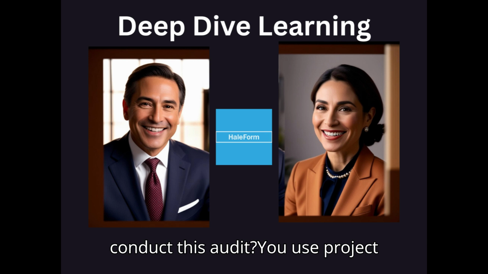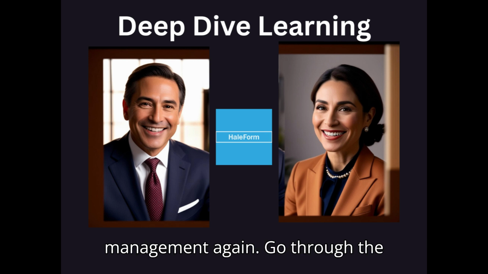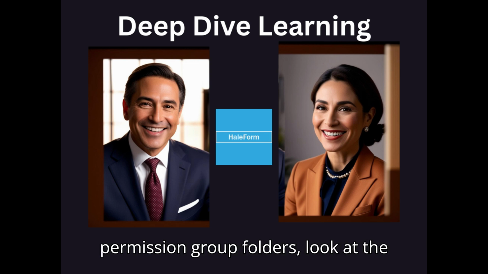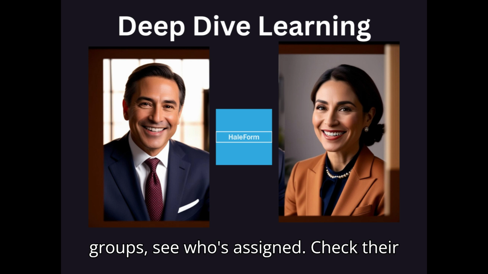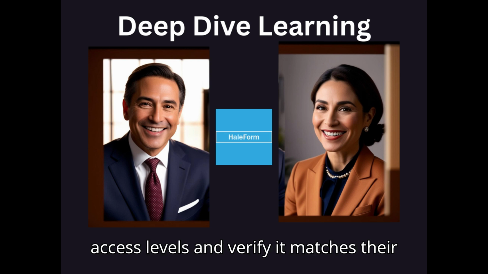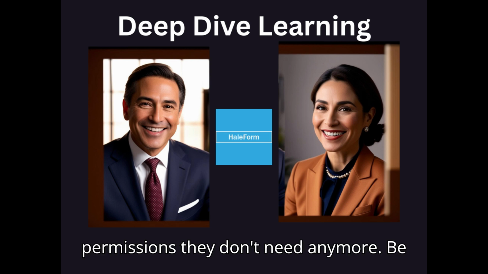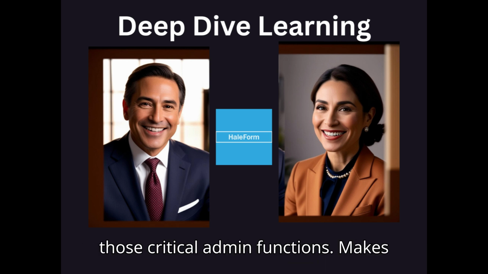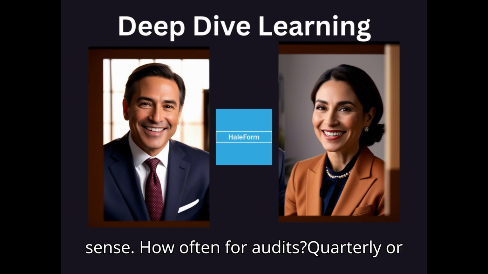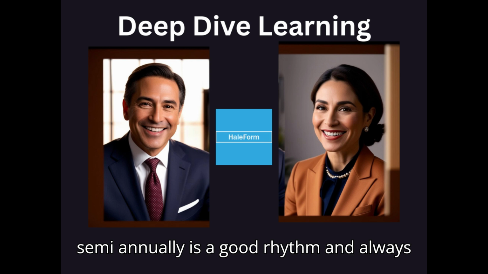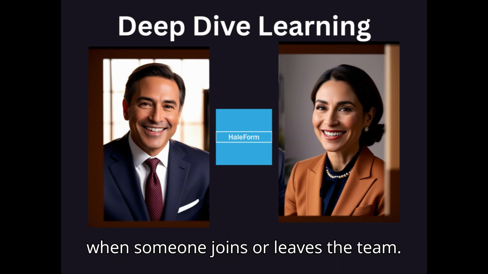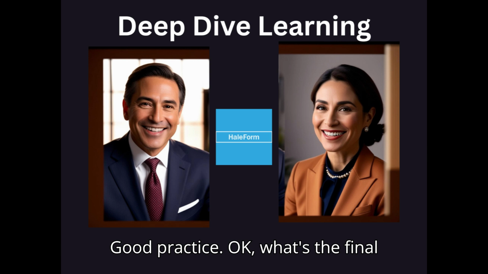How do you conduct this audit? You use project management again. Go through the permission group folders, look at the groups, see who's assigned, check their access levels. And verify it matches their current role. Precisely. Remove permissions they don't need anymore. Be especially careful about restricting those critical admin functions. Makes sense. How often for audits? Quarterly or semi-annually is a good rhythm, and always when someone joins or leaves the team. Good practice. Okay, what's the final essential task?